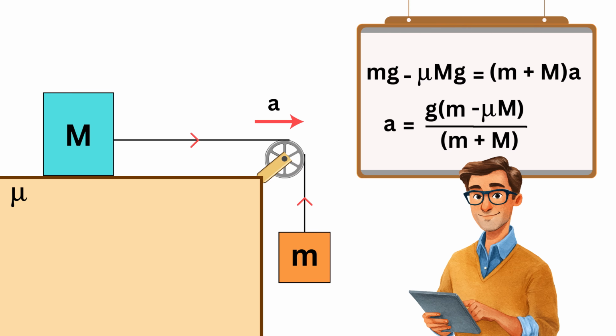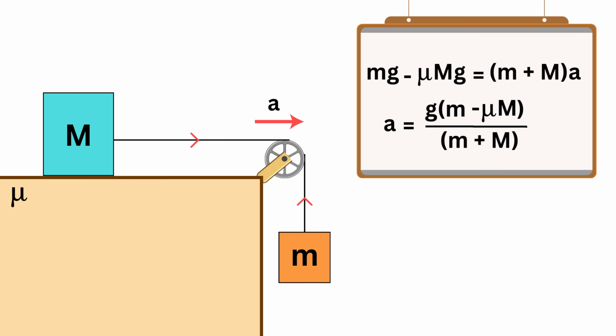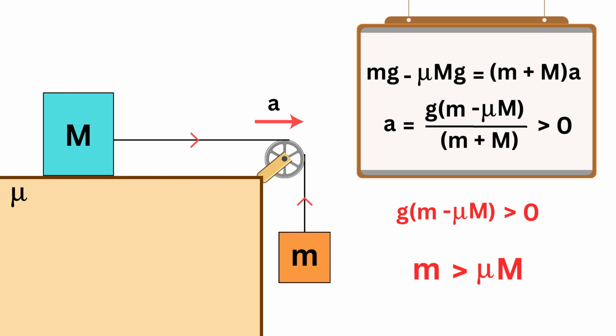For the system to just begin moving, the driving force must overcome the static friction. This means the acceleration must be greater than 0. Because the denominator of our equation is positive, we just need the top part to be greater than 0. This gives us our final condition. The blocks will move if small m is greater than mu times big M. And that's it.